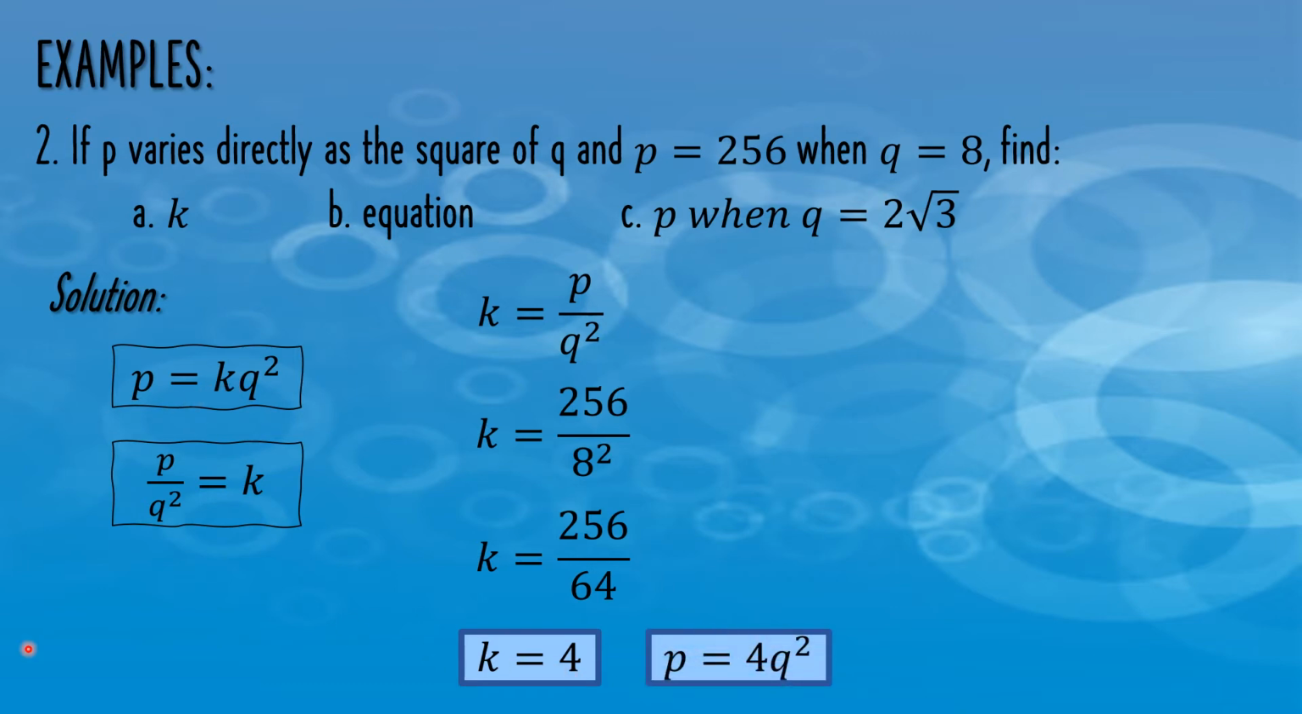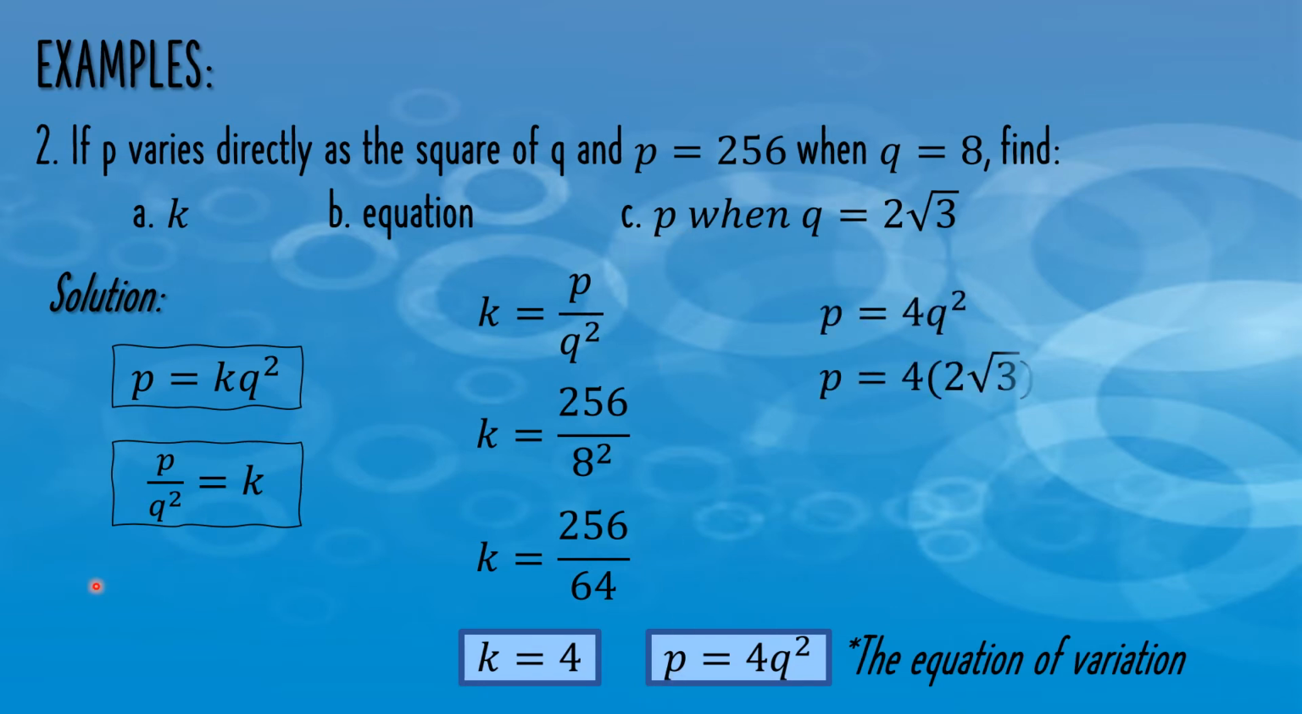So, the equation of variation is p equals 4q squared. Next, gamit naman ang equation of variation, i-substitute natin ang value ng q na 2 square root of 3, para mahanap natin yung value ng p, dahil yun yung isa sa mga tanong. So, let us now substitute.